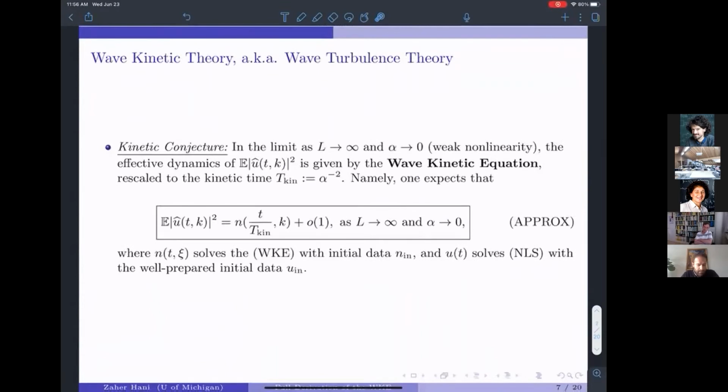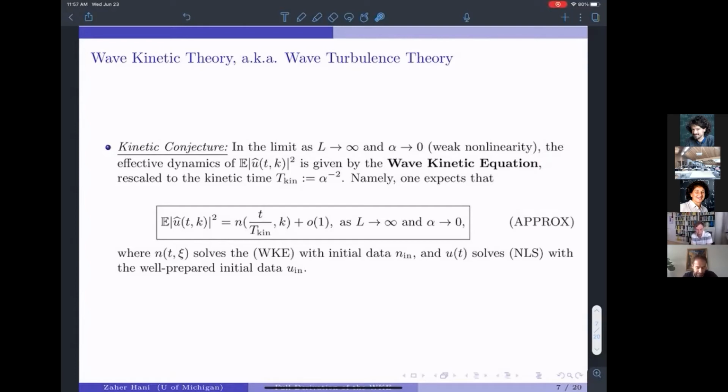Okay. All right, so what does this wave kinetic theory, which sometimes goes by the name of wave turbulence theory for reasons that I will explain later, what does it say? This is what I will call the kinetic conjecture. It says that in the limit as L goes to infinity and alpha goes to 0, so this is the weak nonlinearity assumption or the weak nonlinearity limit, which is another reason why this theory is also sometimes called weak turbulence theory, the effective dynamics of the expected value of the modulus square of the Fourier modes is given by the wave kinetic equation, which I will write for you on the next slide. And this takes the role of Boltzmann's equation in this setting.